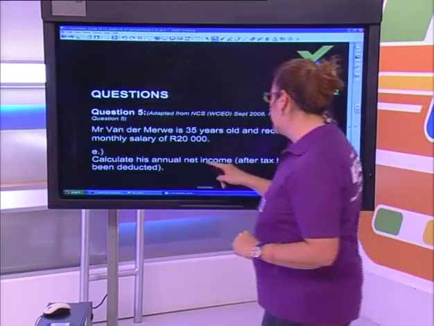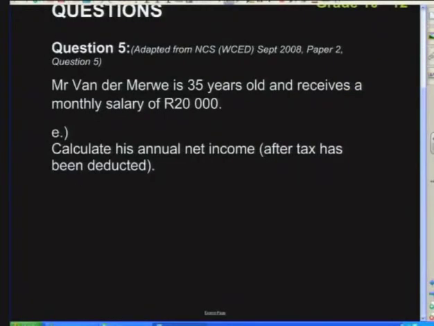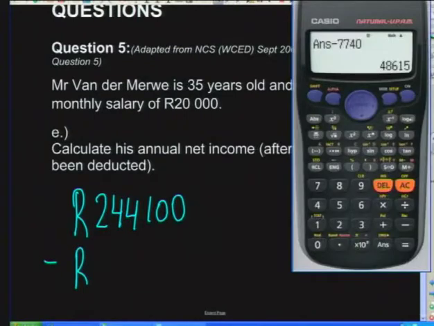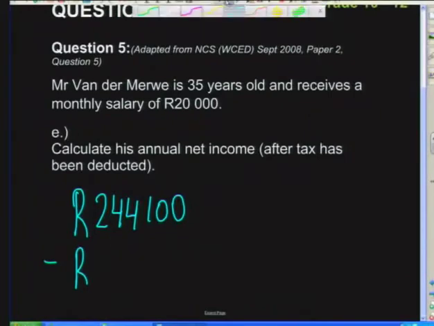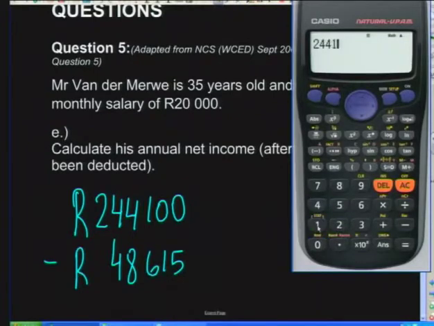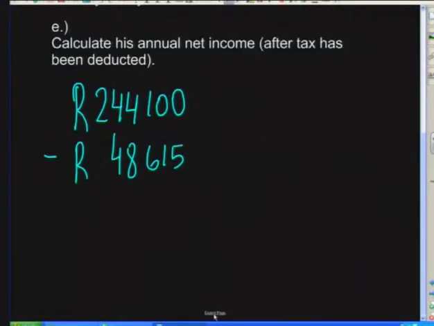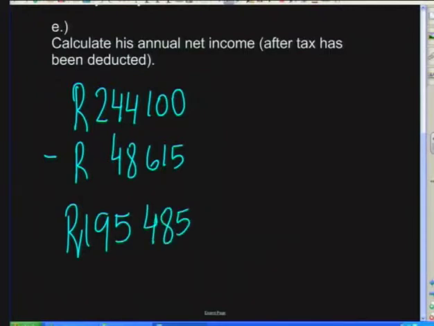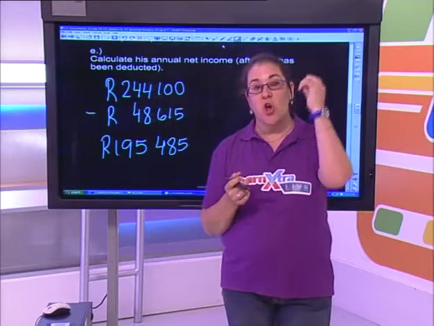Calculate his net income after tax has been deducted. So now we're going to take his salary, which was the 244,100, and we're going to minus the tax, which I've got on my calculator. So let's get to the calculator. 48,615. And on the calculator, we can actually put the 244,100 minus the answer. So his net salary is 195,485. That looks like a strange rand, let's just neaten that up. So 195,485 rand, that's his net salary. That's his take-home salary.